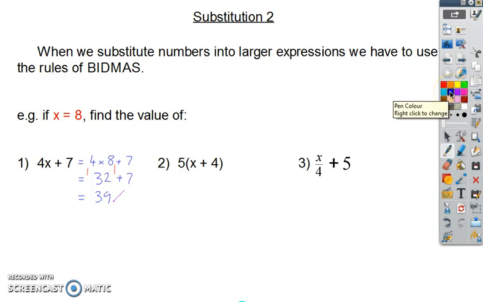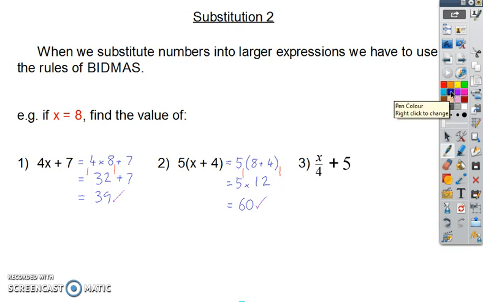Okay, second question. 5 brackets x plus 4. Now we're going to rewrite that as 5 brackets 8 plus 4, then close off the brackets. Now then, in BIDMAS, B stands for brackets, so we're going to do these brackets first. 8 plus 4 is 12, and because there's nothing in between the 5 and the brackets, that's going to be a multiplication sum. That's 5 times 12, which is 60. There you go. That's where you get your tick.